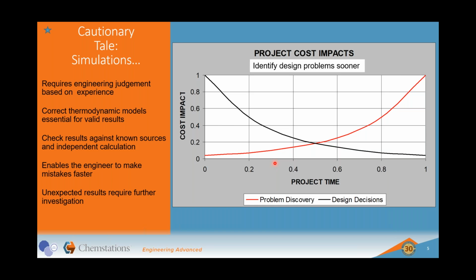Just a little cautionary tale. The graph, I think, is quite a common one. It states the obvious, really. If you find a problem early, you're going to save yourself a lot of money than finding it later on. And just a summary of some of the points there.